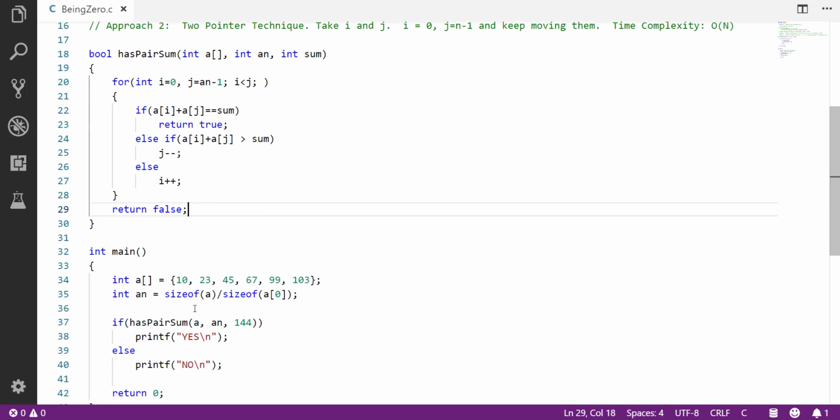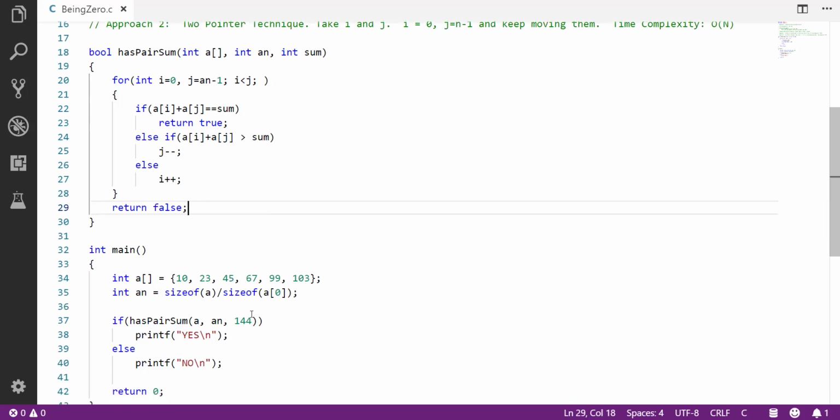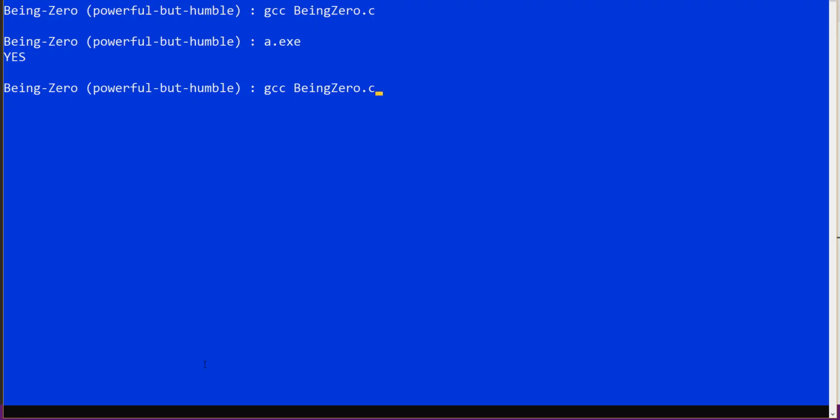Now let's go back and change this sum to some other value. So let's say I'm searching for a sum of 3000. We know this 3000 sum we are not going to get, but still we are modifying the program to see whether it will give no also as an answer or not. So we compile the code again, we run it again, and this time we see it is printing no. Now we can try it with various inputs.